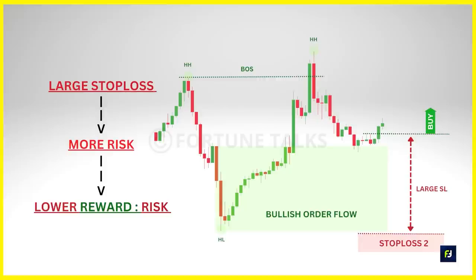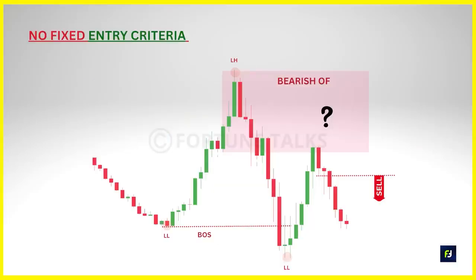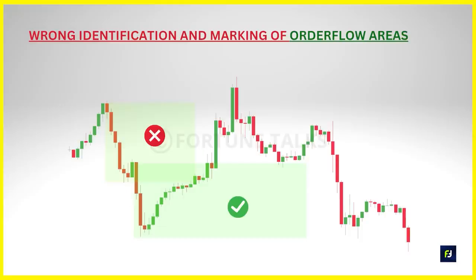The reward to risk provided by an order flow trading opportunity is lower compared to that given by an order block trading opportunity. Another problem with order flow is that there is no proper entry criteria. Entering a trade position from an order flow zone is mostly about our intuitions and reward to risk considerations. Yet another problem, which is committed due to human error, is the wrong identification and marking of order flow areas. If you make the mistake of marking the order flow wrongly, then most probably the price won't return to mitigate it, or sometimes it will even fail the order flow.